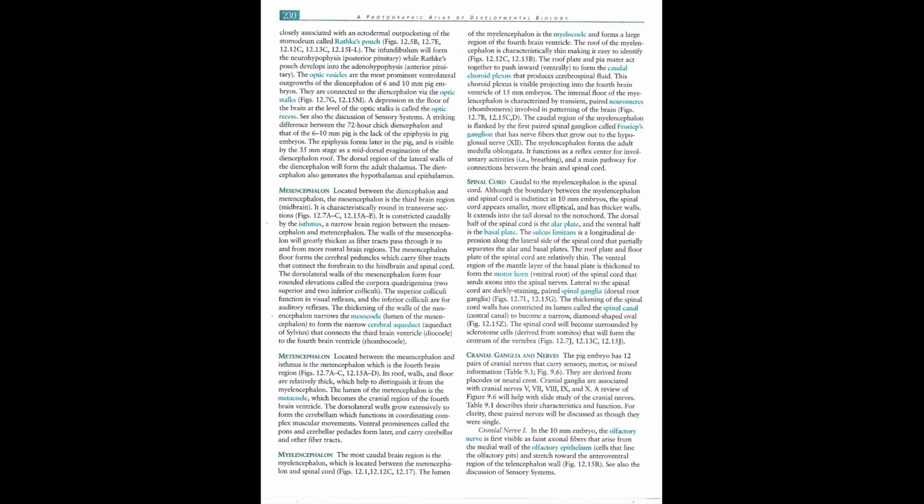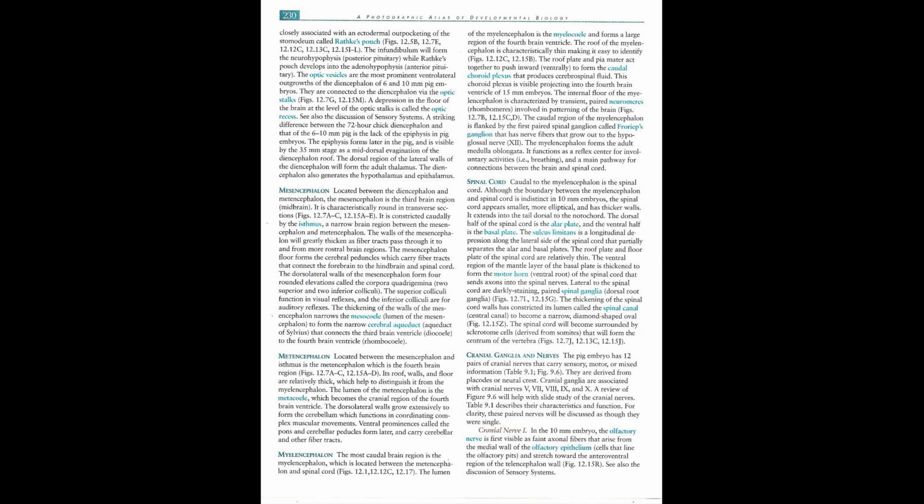The thickening of the walls of the mesencephalon narrows the mesocoel lumen of the mesencephalon, to form the narrow cerebral aqueduct of Sylvius, that connects the third brain ventricle, diacoel, to the fourth brain ventricle, rhombocoel. Metencephalon. Located between the mesencephalon and isthmus is the metencephalon, which is the fourth brain region, Figs 12.7a-c, 12.15a-d.